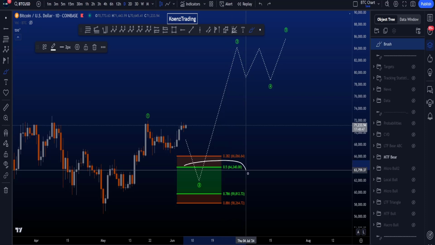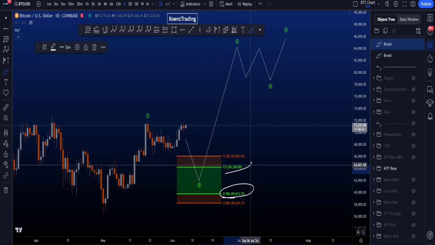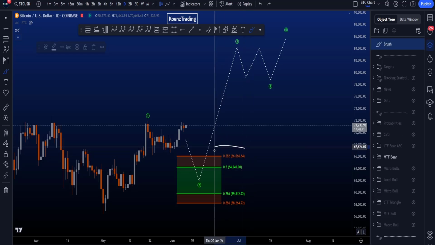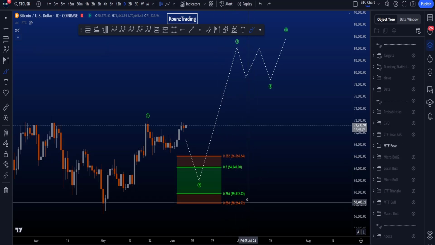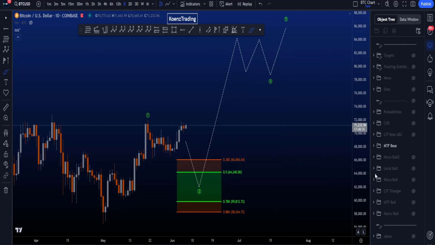The common target for your wave 2 is between the 0.5 and the 0.786, 59.8k, 64.2k. The 0.382 at 66k is uncommon, the 0.886 is rare, 58.2k.